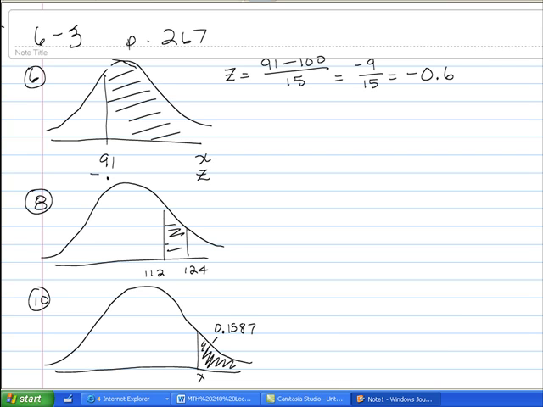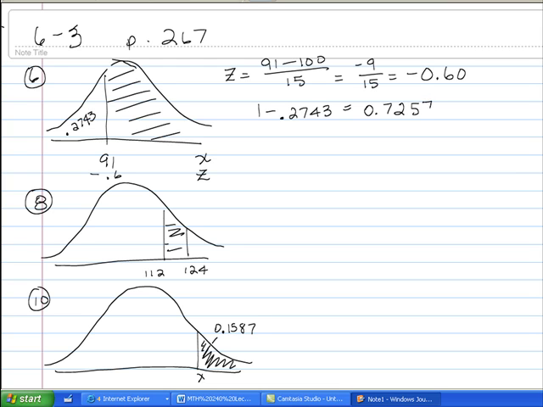So we want to look up the z-score negative 0.60 in our table. Negative 0.60 is 0.2743. Remember that the table always shows the area to the left of the z-score. So we need the area to the right, so we need to take 1 minus 0.2743. So 1 minus 0.2743 is 0.7257.